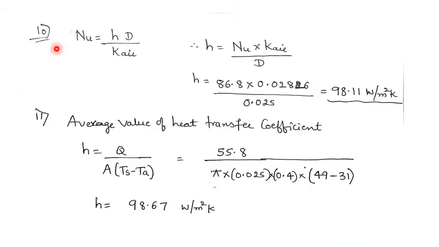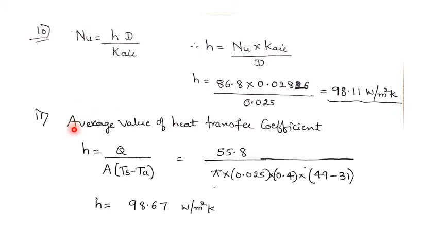Next, this Nusselt number can also be calculated by the formula h into D divided by the thermal conductivity of air. Therefore we will calculate the heat transfer coefficient. h is given by Nu into thermal conductivity of air divided by D. We have substituted the values: Nu as 86.8, the thermal conductivity of air from the data handbook, and the diameter as 25 mm. So my heat transfer coefficient is 98.11 watt per meter square Kelvin.